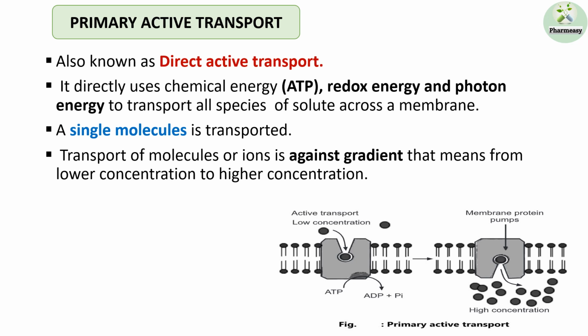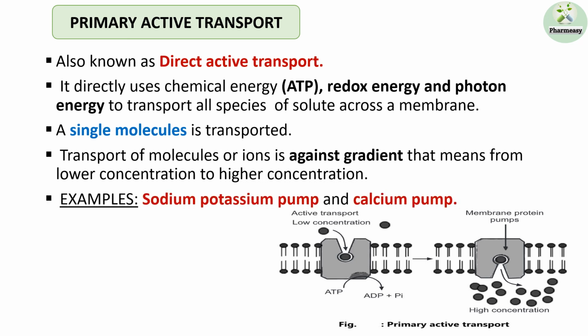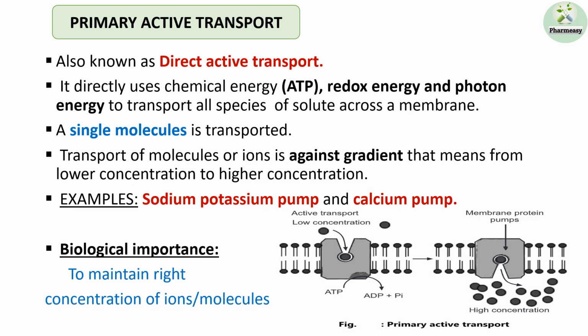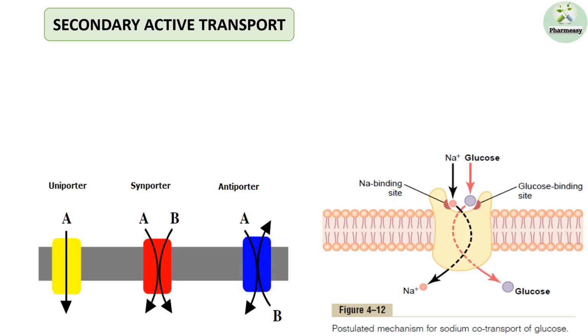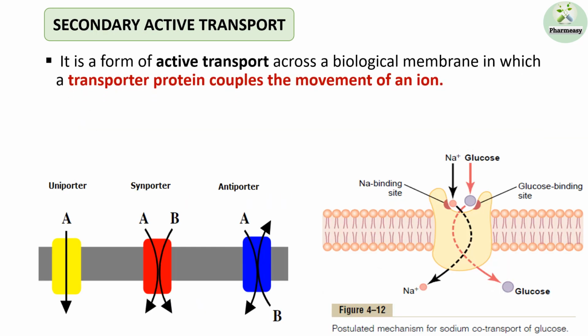Energy used in this process can be ATP, redox energy, and photon energy. Examples are the sodium-potassium pump, calcium pump in muscles and proton pump in the stomach. The biological importance of active transport is to maintain the right concentration of ions or molecules in living cells. Now, our last topic is secondary active transport.